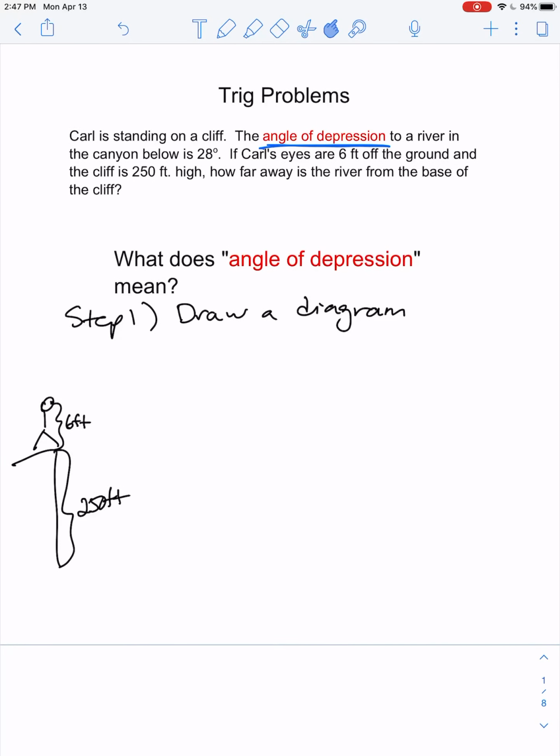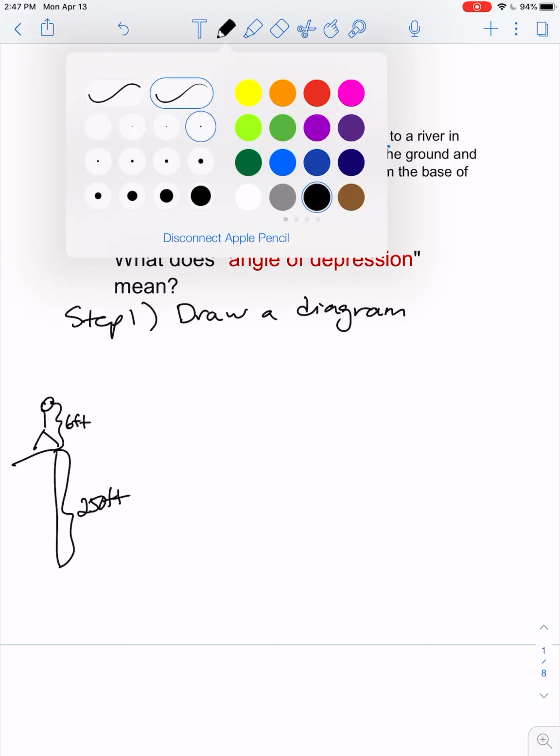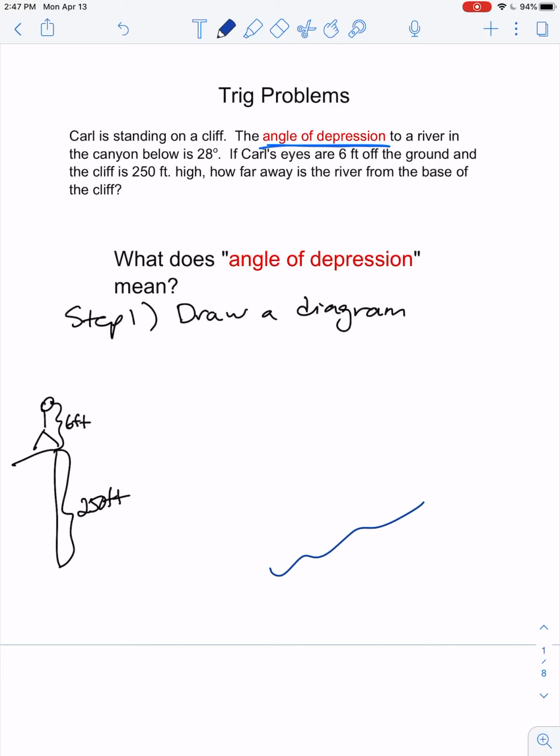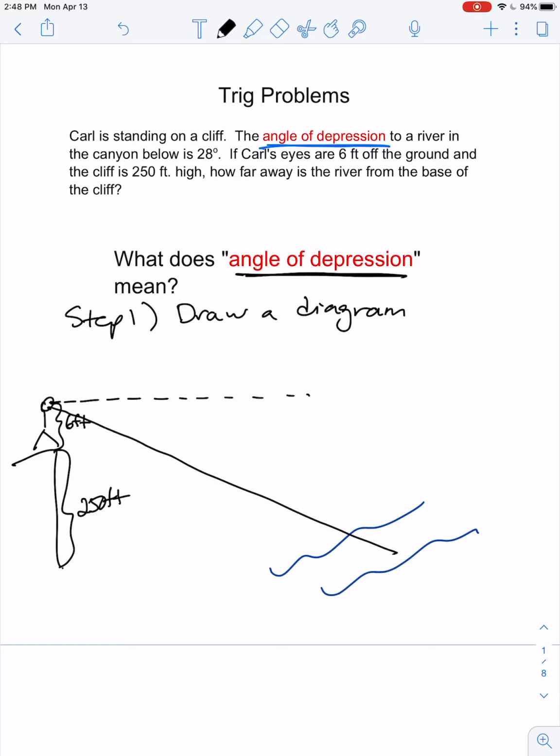So we have then, Carl is looking down and there's this river. There's some river here. He sees a river, and he's looking down because it's an angle of depression. So if this is the horizontal, he's looking down at that river. And there is our right angle there. Now, angle of depression, remember, is from the horizontal down. So this is the angle of depression. That's the one that is 28 degrees.